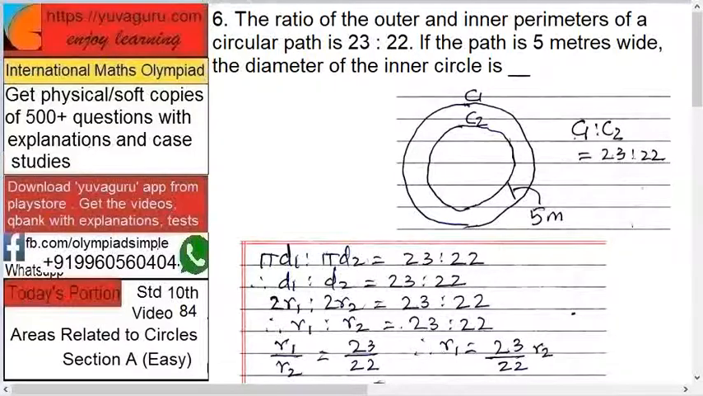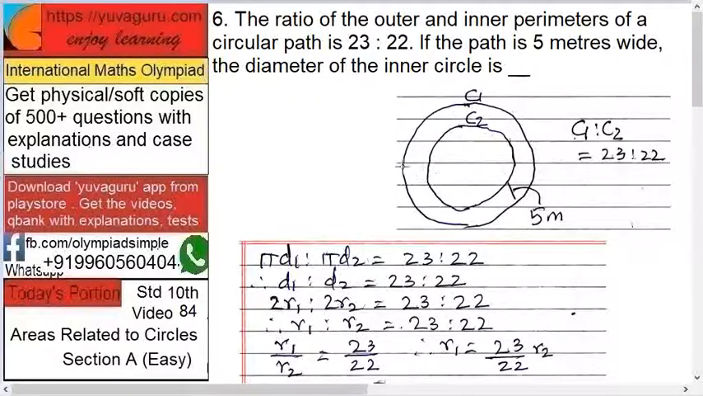Let's start. The ratio of outer and inner perimeters of a circular path is 23:22. If the path is 5 meters wide, then the diameter of the inner circle is, so your problem is quite easy. The ratio of the perimeters is given. Perimeter of a circle means circumference. C1 is to C2 is given as 23 is to 22. And the path is 5 meters wide.